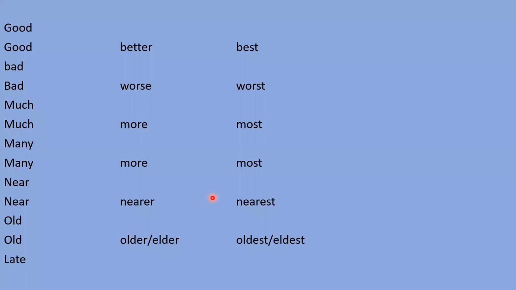Yes, sir. Yes, please tell me. What is the comparative and superlative of late? Later, latter, latest, and last. Two positive, two comparative degrees are there, and two superlative degrees are there.